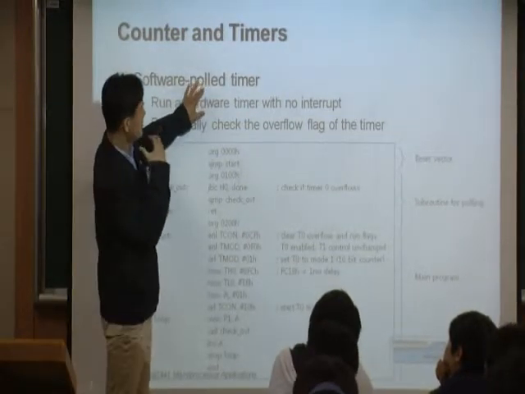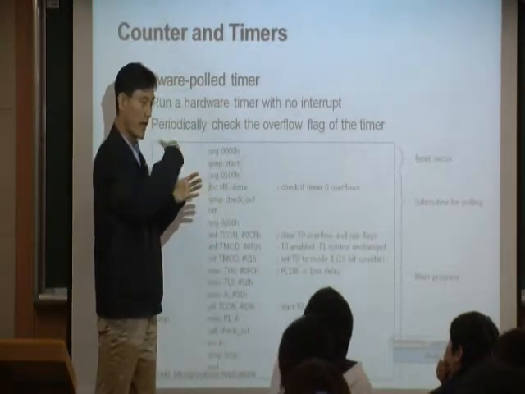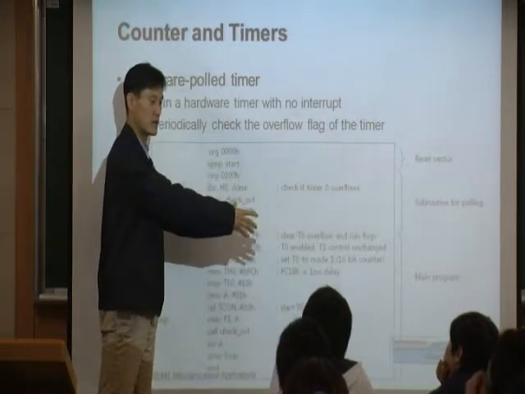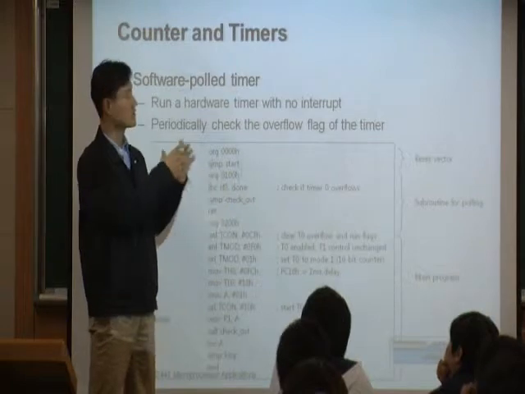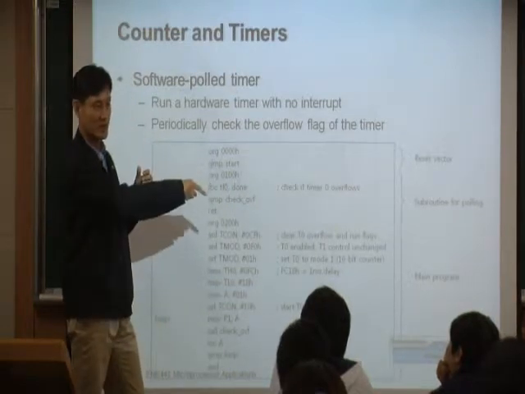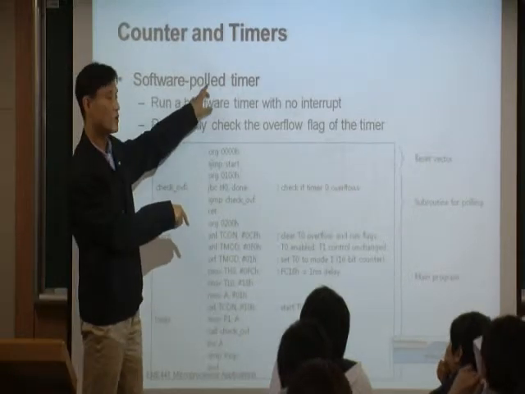So we are using the hardware timer. The actual measuring runs in hardware, so in software you don't have to do anything on the timer. The software only checks the timer. That's why we call this polling.